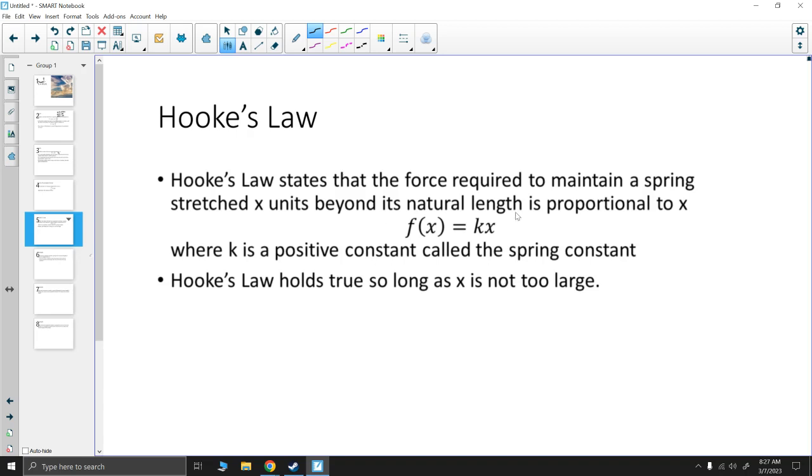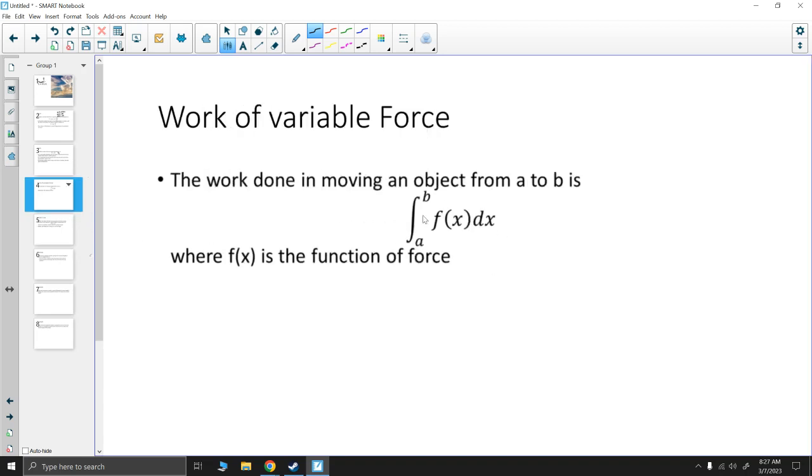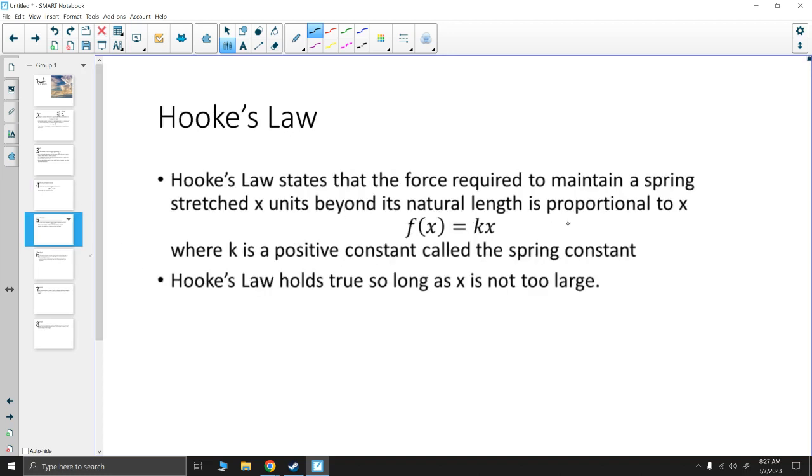So we're going to use this as our force. Now again, if you think about it, the work is equal to the integral of force. So what we're going to do with this Hooke's law, our force is kx. We are going to then integrate, so our work is equal to the integral of kx dx. That's what we're going to do with our spring law.